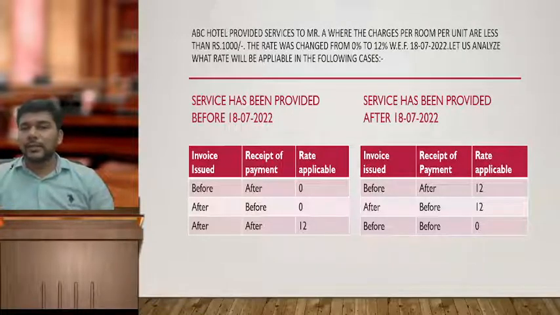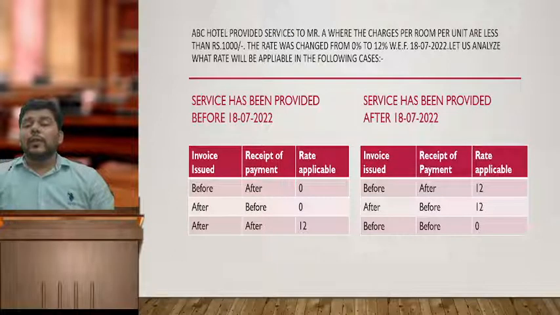So supply is taking place after the change, invoice is after the change, only payment was received before the change, means before the introduction of this 12% tax. So in this case, again the new rate of tax will be made applicable, that is 12%. And if the invoice is issued before the change, and the payment is also received before the change, just my stay is going to happen after the change.